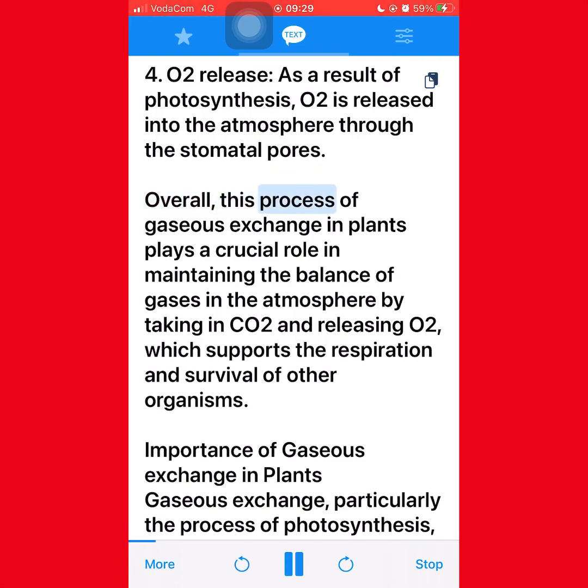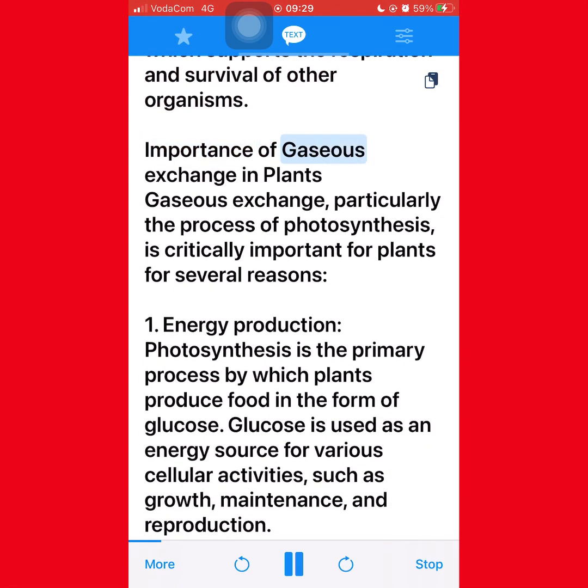Overall, this process of gaseous exchange in plants plays a crucial role in maintaining the balance of gases in the atmosphere by taking in CO2 and releasing O2, which supports the respiration and survival of other organisms. Importance of gaseous exchange in plants. Gaseous exchange, particularly the process of photosynthesis, is critically important for plants for several reasons.